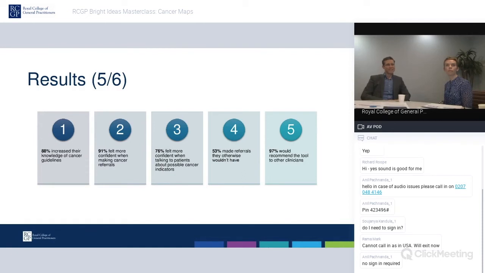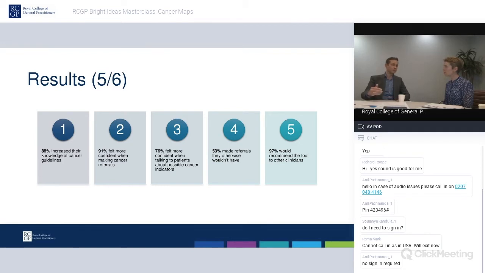We found 88% increased their knowledge of the cancer guidelines just from using the maps day to day. They overwhelmingly felt more confident making referrals, and that came out through the free text feedback I got as well. Felt more confident when talking to patients about the guidelines. And probably the most encouraging feedback was 53% made referrals they otherwise wouldn't have.